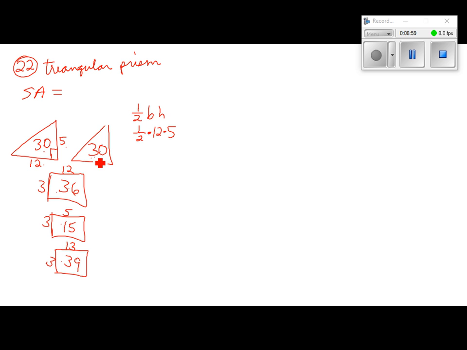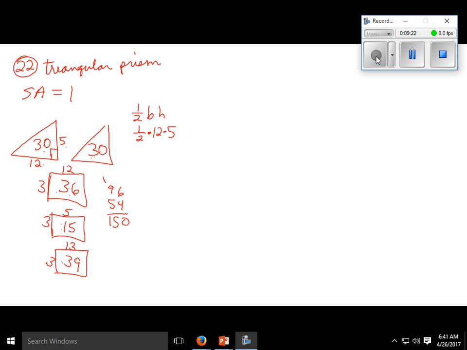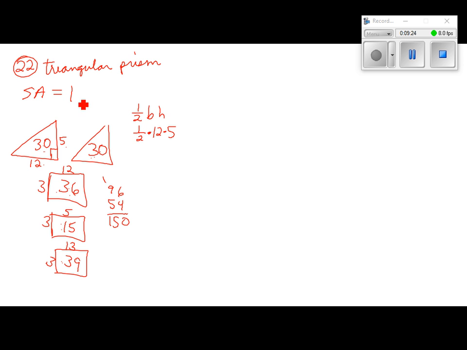30 plus 30 is 60. 60 plus 36 is 96. 15 plus 39 is 54. And we're going to add those. We get 150. So our surface area is 150, and our units are meters squared. So 150 meters squared.